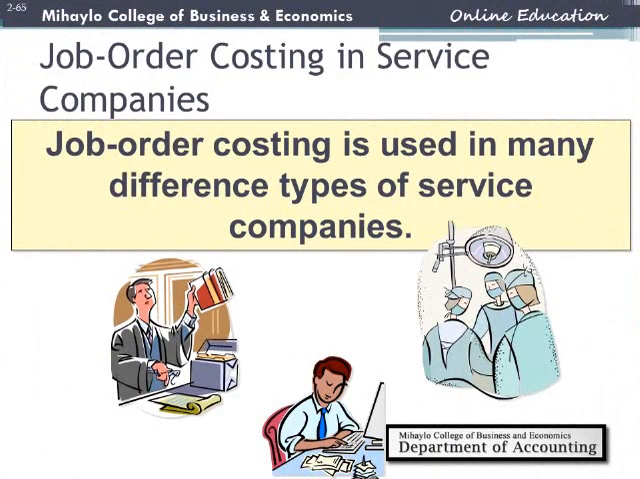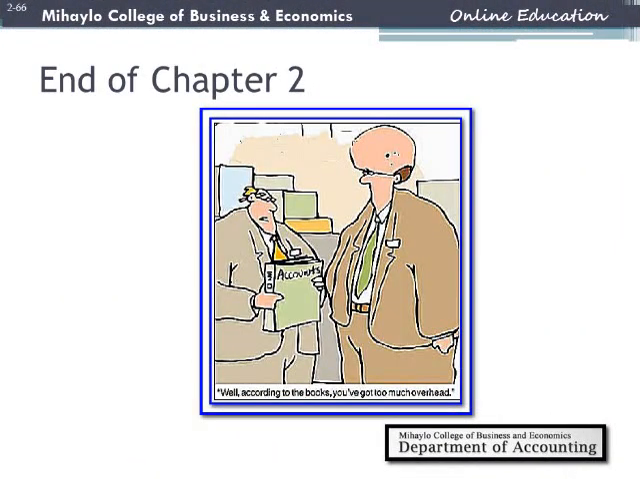Although our attention is focused on manufacturing applications, it bears re-emphasizing that job order costing is also used in services industries. For example, in a law firm, each client represents a job. Legal forms and similar inputs represent direct materials. The time expended by attorneys represents direct labor. The costs of secretaries, clerks, rent, depreciation, and so forth represent the overhead. End of Chapter 2.